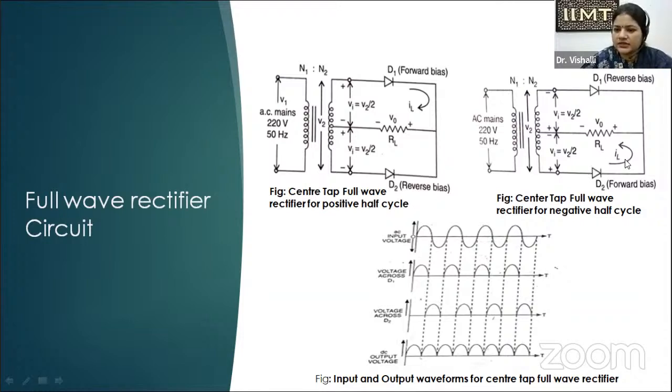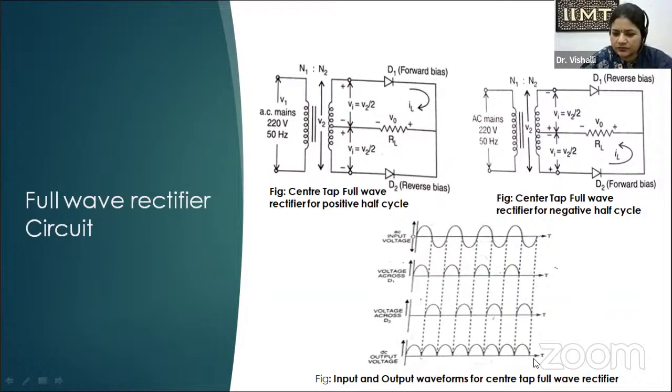Due to that, the current will flow in the lower circuit, but there will be no current in the upper circuit, and still we are getting the output voltage. So we can see whether it is a positive half cycle or a negative half cycle, there is a flow of current through the load resistance and we are getting the output voltage. So it can be represented in waveforms like this.